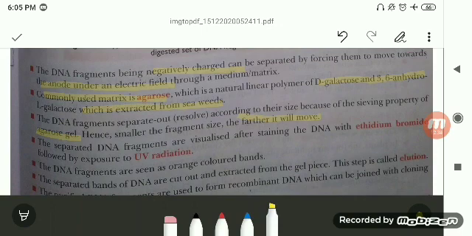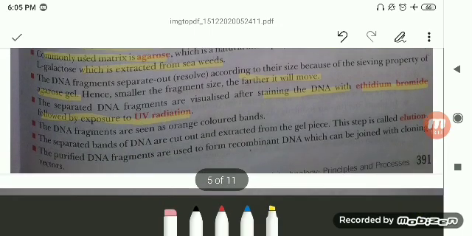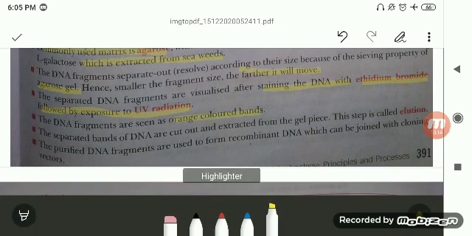Now when they have separated out, you cannot see the fragments with the naked eye because they are blended with the agarose gel. So you want to visualize them. For that, we put a stain on the gel, the medium or matrix. That stain, or dye, is called ethidium bromide. The separated DNA fragments are visualized after staining the DNA with ethidium bromide, followed by exposure to ultraviolet radiation. The fragments are seen as colored bands, that is, orange colored bands.